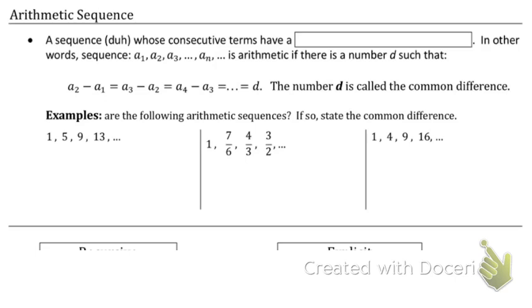We're going to actually take a step back. Yesterday was kind of throwing you in the deep end, and today we'll take a step back and just focus on one type of sequence, and that is an arithmetic sequence. An arithmetic sequence is a sequence whose consecutive terms have a common difference.